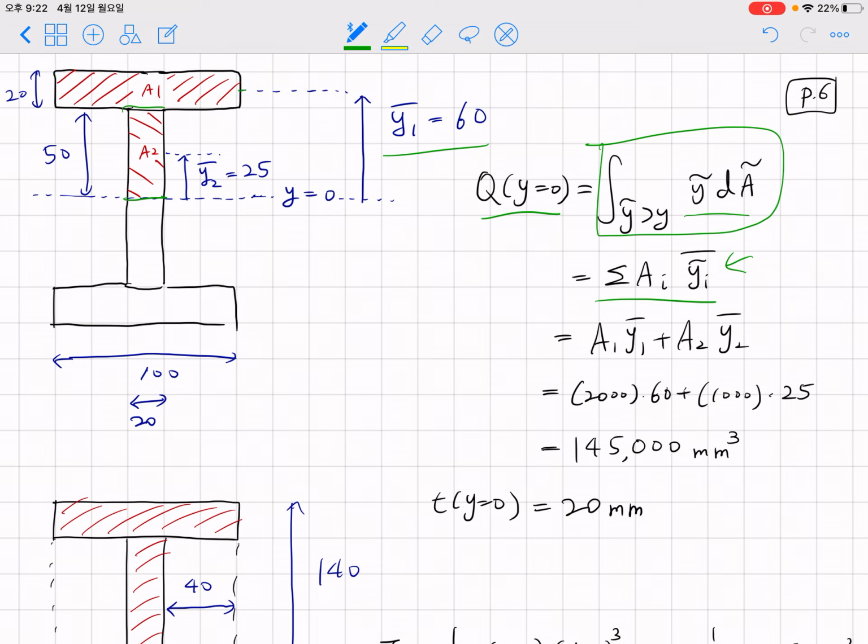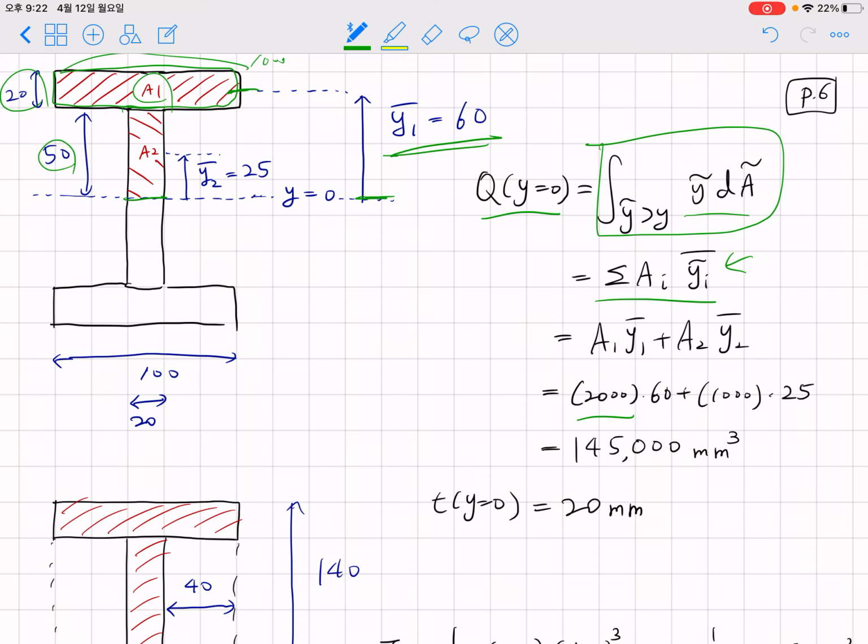For the first part, the A1 part, we have 20 multiplied by 100 as the area, which is 2000, and the location of the centroid for the A1 area is 60 millimeter from the centroid.